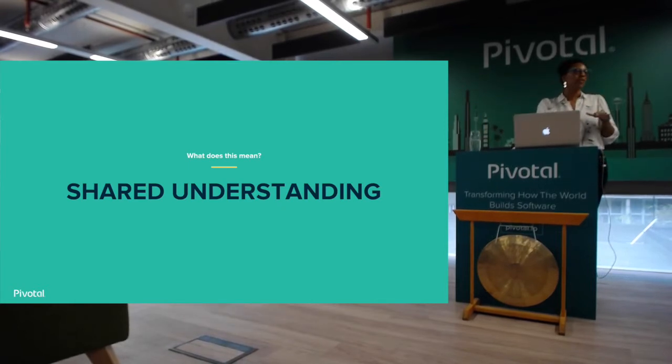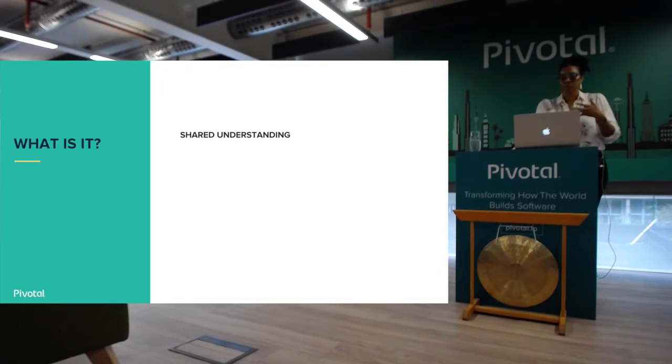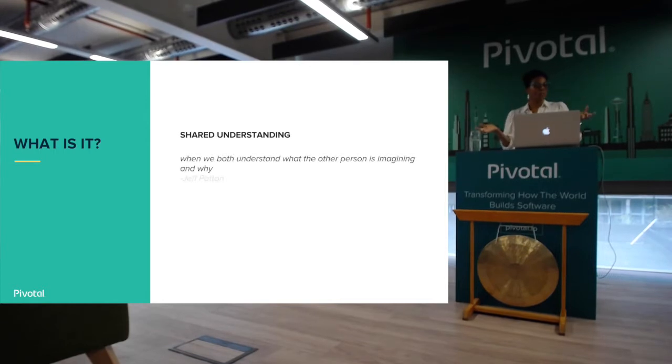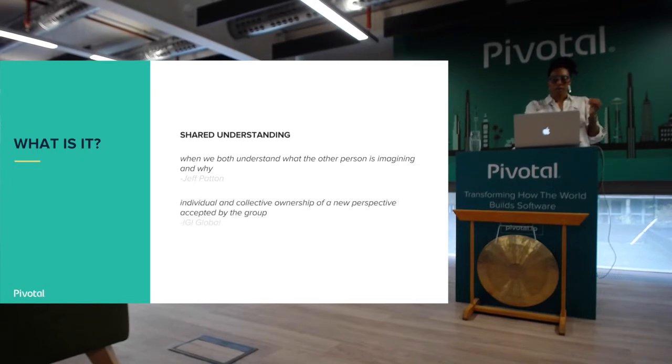Shared understanding. There are a couple definitions that I found that I thought encompassed it fairly well. The first is by Jeff Patton in his book, User Story Mapping. And it's when we both understand what the other person is imagining and why. The other definition, thank you Google, that I found was by IGI Global, and it's individual and collective ownership of a new perspective accepted by the group. So the whole point of creating shared understanding is that even though you think you might understand the same thing, it may actually end up looking very different once you put it down on paper.